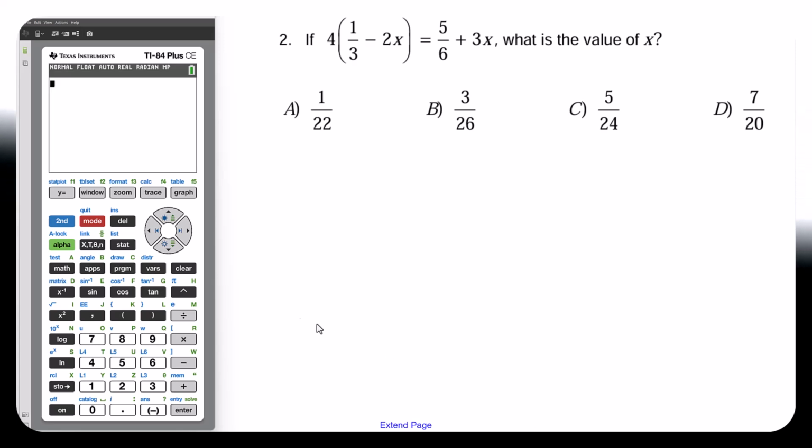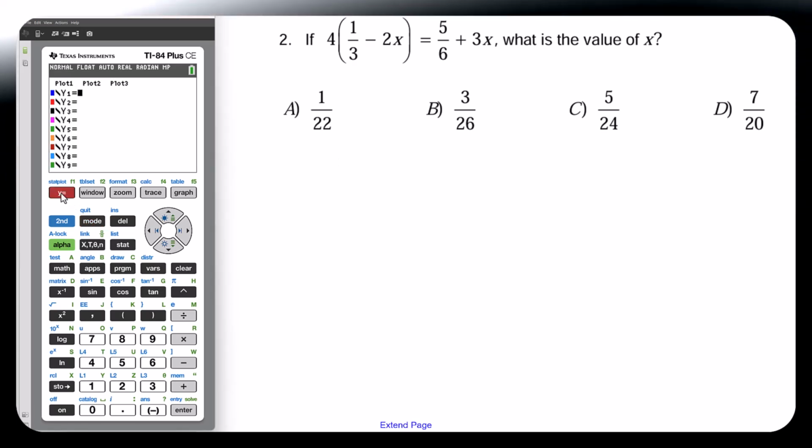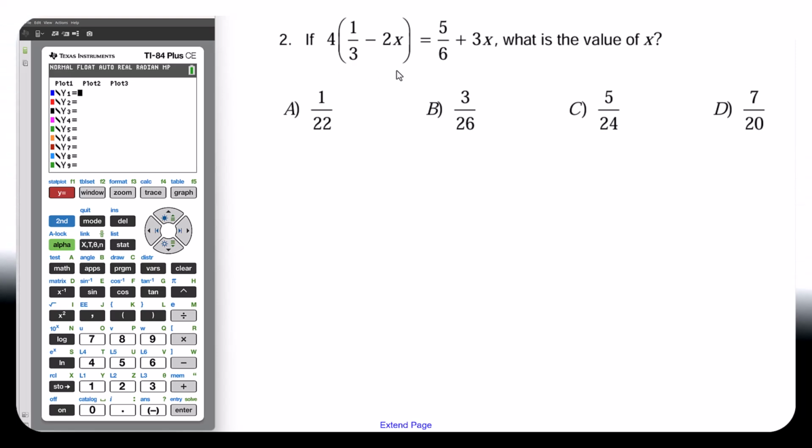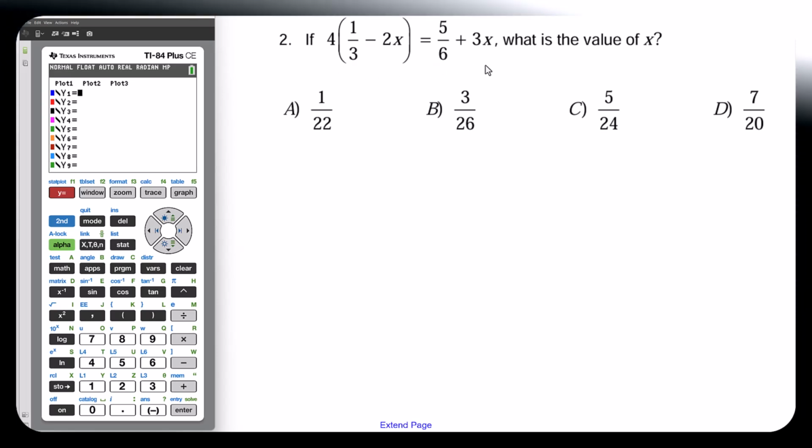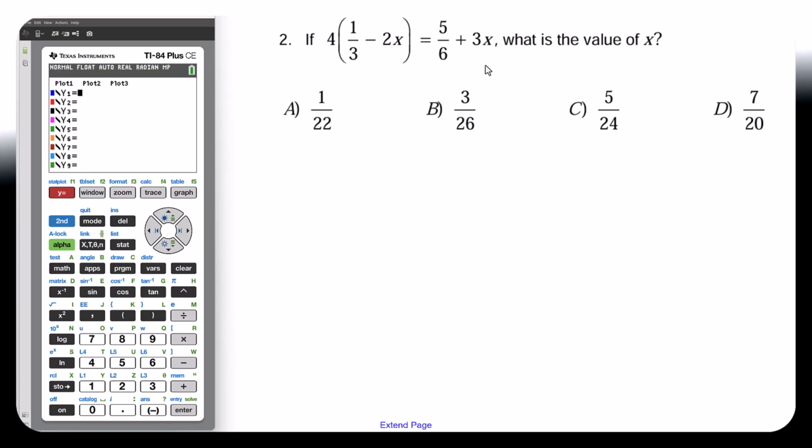Since you're allowed to solve every single problem with a graphing calculator, let's show you how to do this at least 2 different ways with a graphing calculator. So I'm going to go to y equals. I'm going to solve this, what I call graphically. I'm going to put the left-hand side in y1 and the right-hand side in y2, graph them, and see where their point of intersection is.